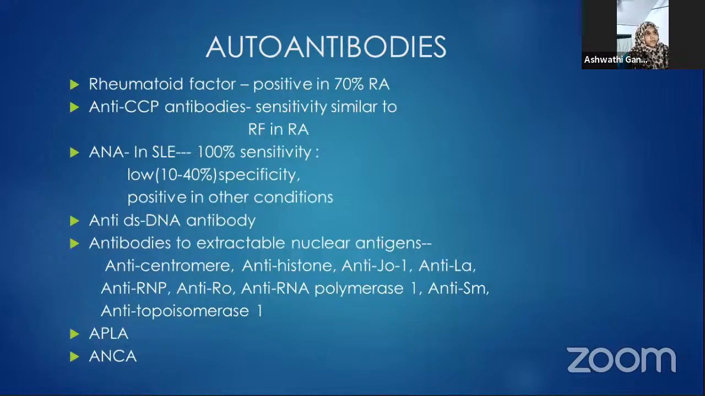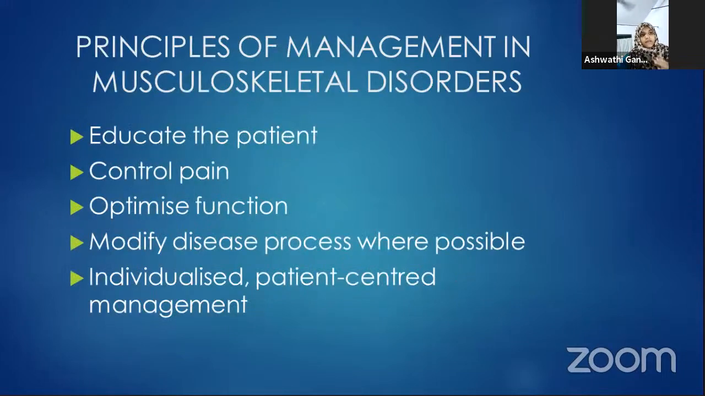Then a word about principles of management in musculoskeletal disorders. First thing is we have to educate the patient. We have to give a proper idea about the prognosis of the disease, so the patient should accept the prognosis of the disease and lifelong medications and all. We have to counsel the patient. Then we have to control the pain if there is any. Then optimize the function of the joint and modify the disease process wherever possible, like in rheumatoid arthritis, JIA and all. Then the treatment will always be patient-centered, according to the patient's needs, occupation, age group, financial situation and all.